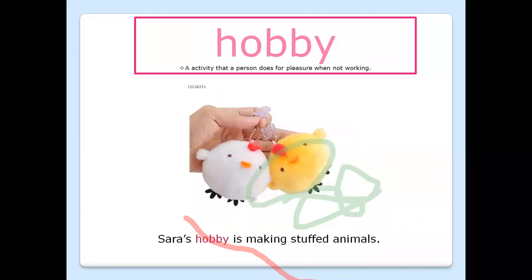Now, hobby. An activity that a person does for pleasure when not working, to have fun. Sara's hobby is making stuffed animals. So why do we have double B here? Because we have vowel, consonant, consonant, vowel.